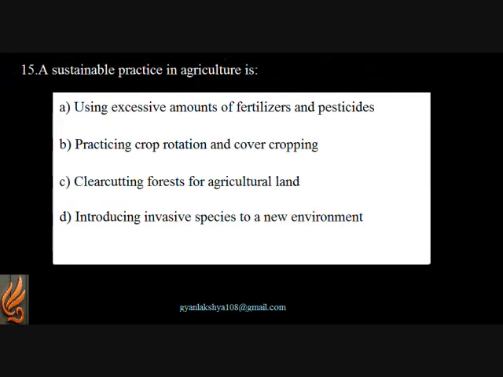A sustainable practice in agriculture is A. Using excessive amounts of fertilizers and pesticides. B. Practicing crop rotation and cover cropping. C. Clear-cutting forests for agricultural land. D. Introducing invasive species to a new environment.